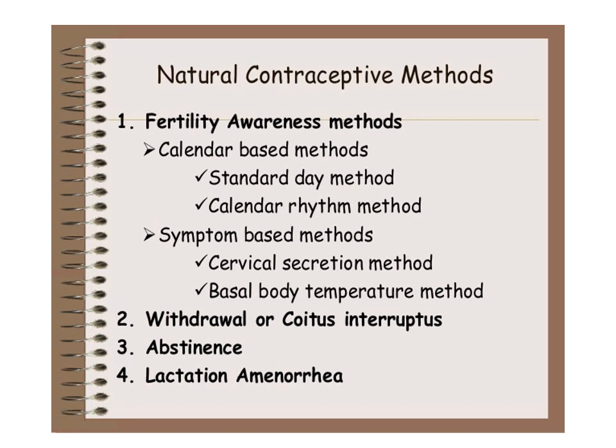The next is withdrawal or coitus interruptus. During physical contact, the male organ is removed from the vaginal tract during ejaculation. Abstinence, not having sex, and lactational amenorrhea.